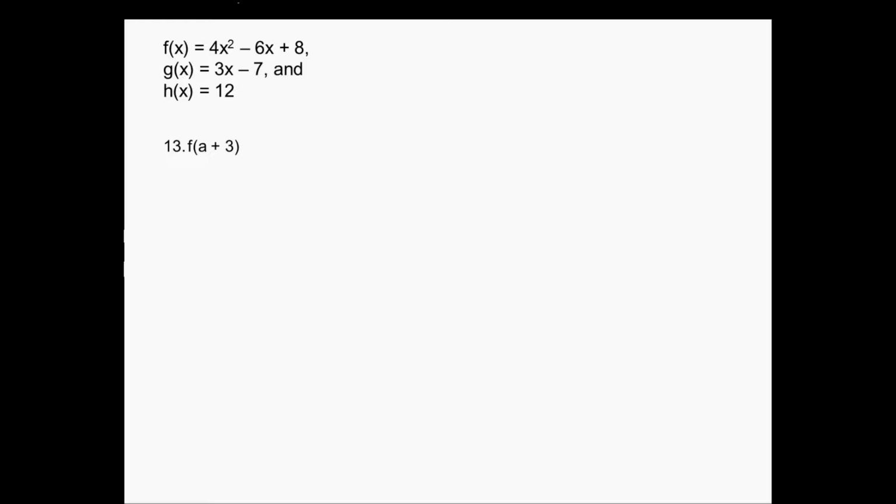So for number 13, f of a plus 3. In your formula for f, replace the two x's with a plus 3. So I'm going to have 4 times a plus 3 squared, minus 6 times a plus 3, then plus 8. Okay, we need to square the a plus 3 and distribute the minus 6. Now again, if you cannot square the binomial quickly, do a plus 3 times a plus 3 and do FOIL.